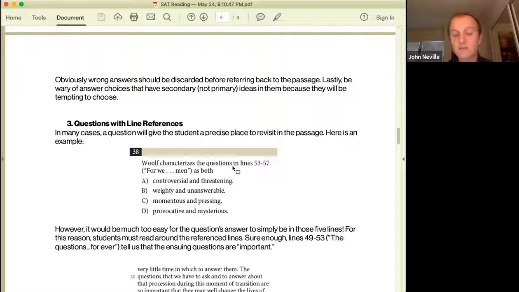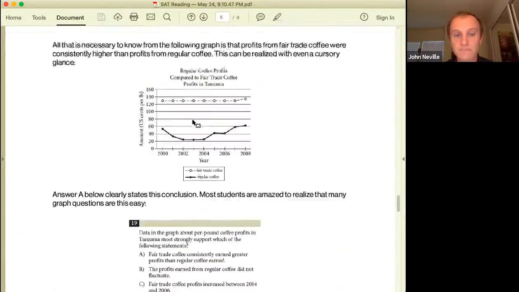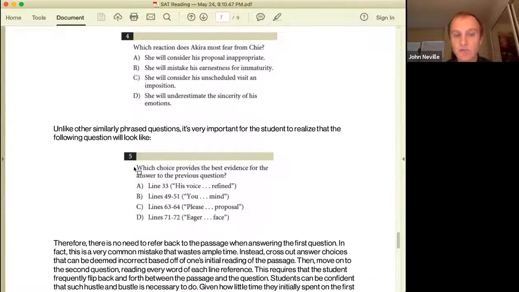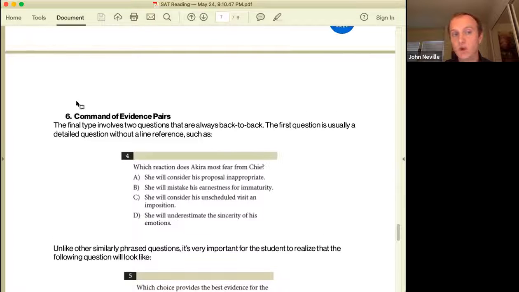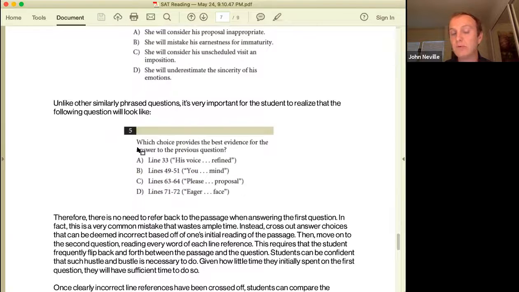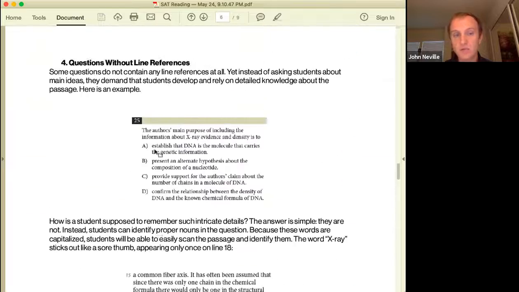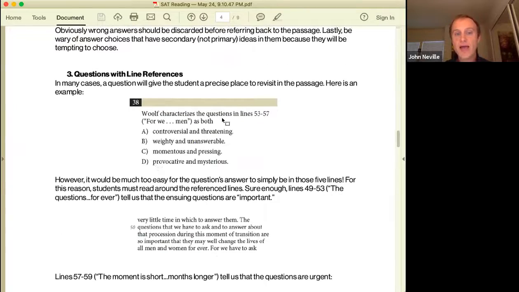Now, do not confuse this line reference question with this line reference question, right? You're going to see these line references where every single answer choice has a line reference in it. That is a different type of question called a command of evidence pair. That's not what I'm referring to right now. The kind of question that I'm referring to has one line reference in the body of the question, not in the answers. It's usually a short reference, like the 5 lines that you see here.